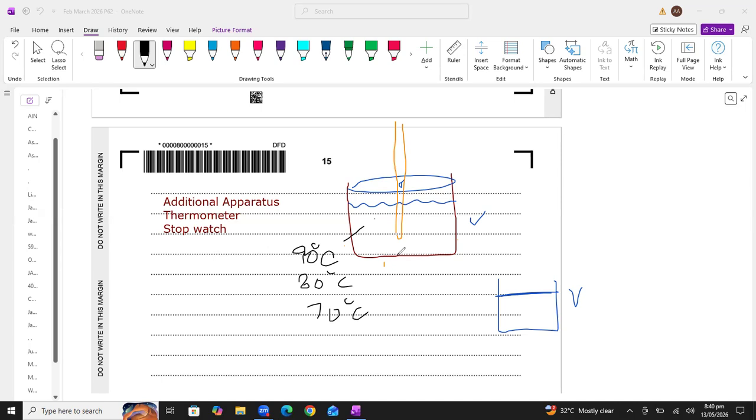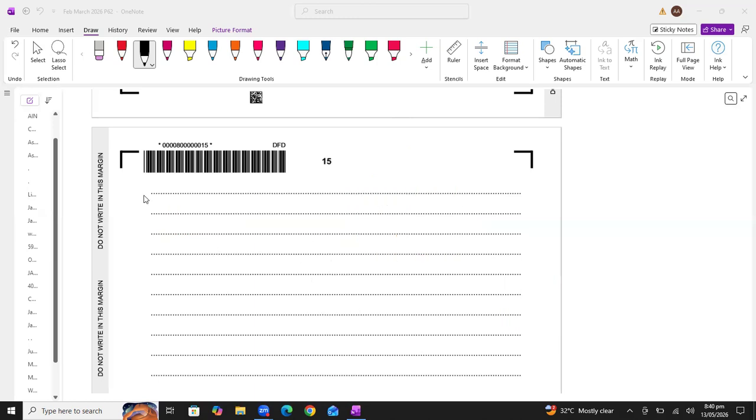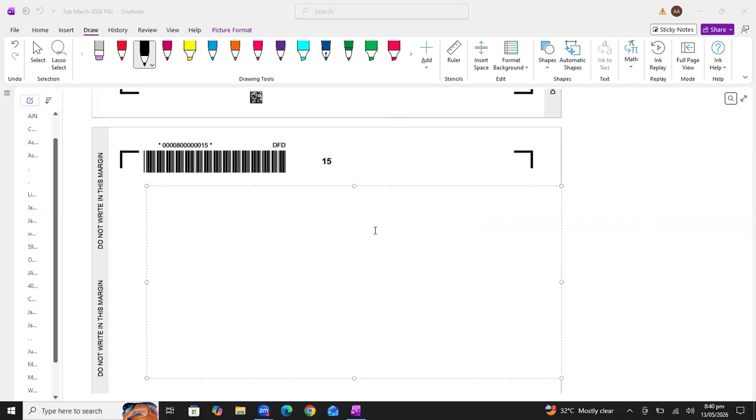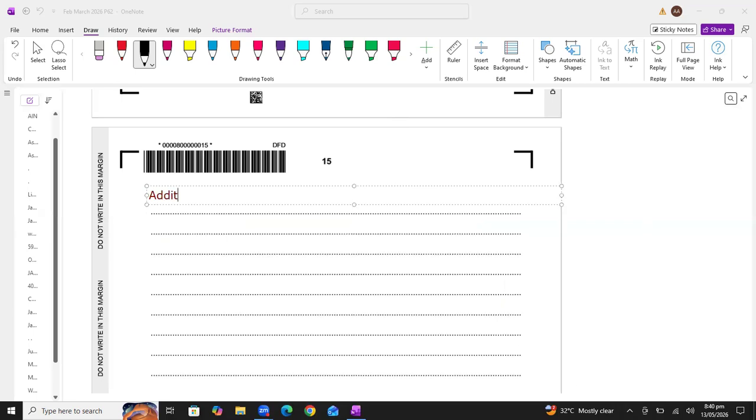So are you understanding the experiment, student, what we have to do here? All right. So now, student, how we will write the answer? I have already mentioned the additional apparatus here. What are the additional apparatus? I'm writing again, students, on my screen. Just give me 1 minute. Additional apparatus. So additional apparatus are thermometer and stopwatch.